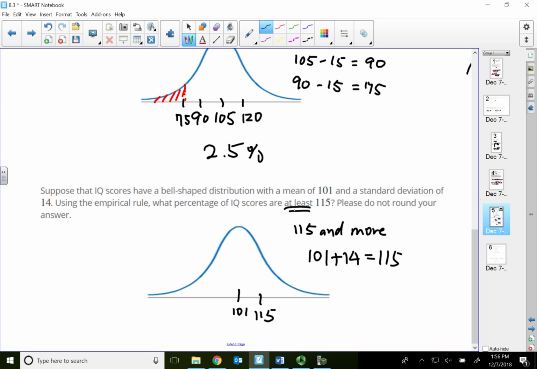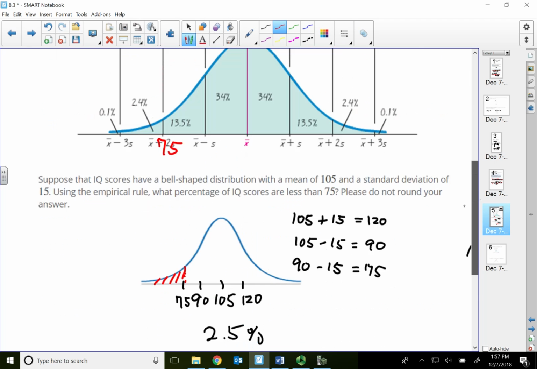So the question is asking at least 115. That means 115 and more. That will be everything to the right side of 115. So that's how many percent? What percentage would that be? So if I only go to the right, one standard deviation, and I'm looking for this, so this is where the 115 is, and I'm looking for all the percentage on this side.